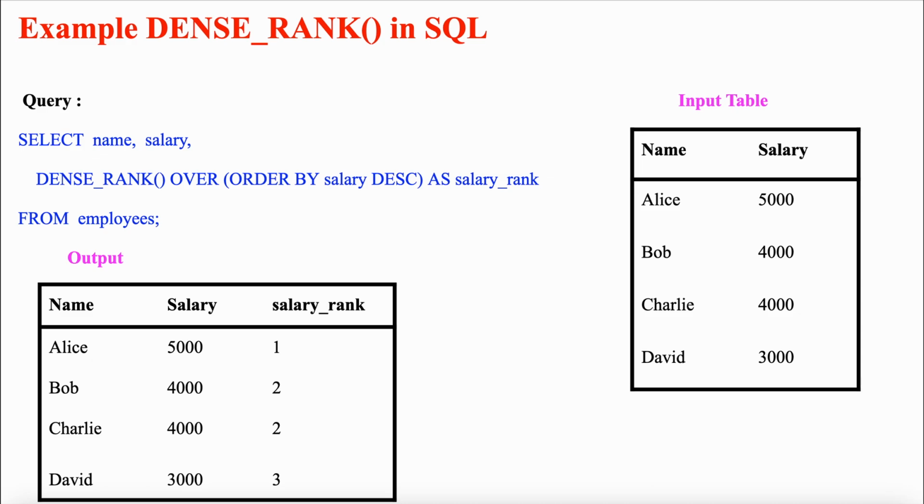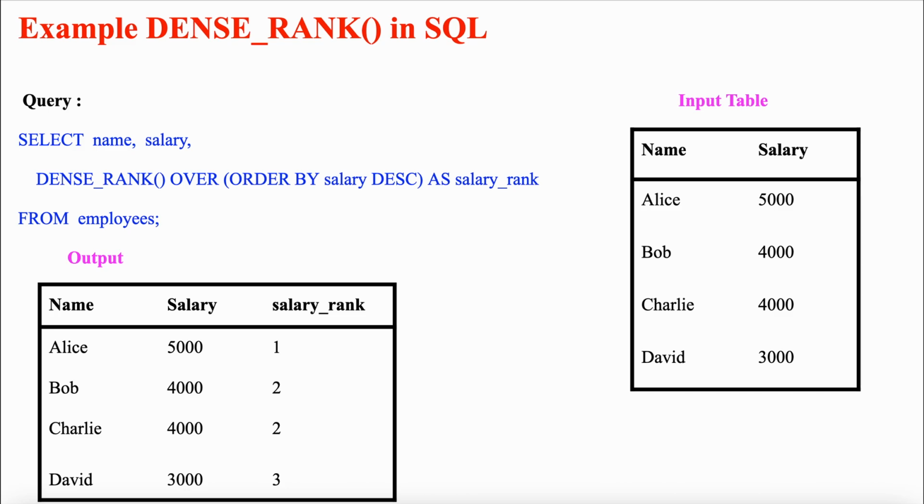Let me show you an example of how dense rank works in SQL. Here's the query we are using. Select name, salary, dense rank over order by salary descending as salary rank from employees. In the input table, we have 4 employees, Alice, Bob, Charlie, and David, with different salaries. Alice has a salary of 5,000. Bob and Charlie both have a salary of 4,000. So this is a tie. David has a salary of 3,000.